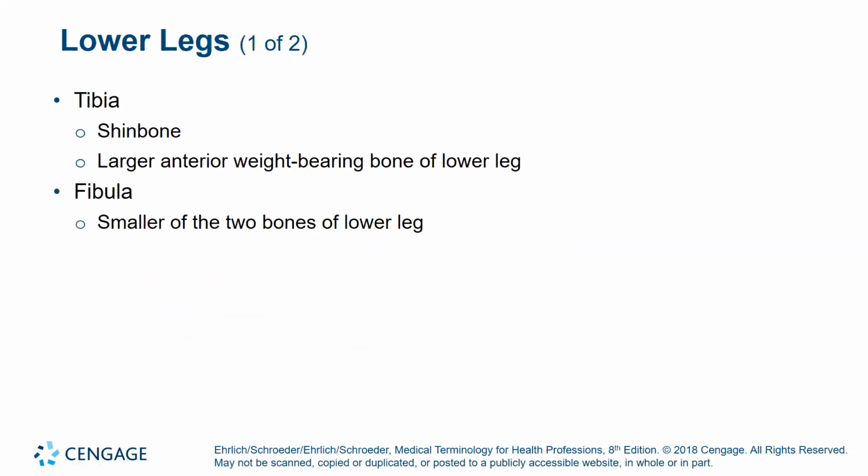We have the tibia, also known as the shin bone. We have the fibula. So the tibia is the larger lower leg bone, and the fibula is the smaller of the two bones in the lower leg.